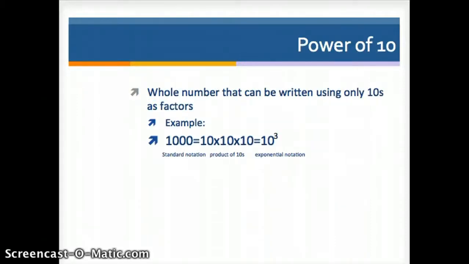Powers of 10. Whole numbers that can be written using only tens as factors. An example, in 1,000, the same answer is 10 times 10 times 10, and also 10 to the third power. The standard notation is 1,000. The product of tens would be 10 times 10 times 10, and the exponential notation is 10 to the third power.